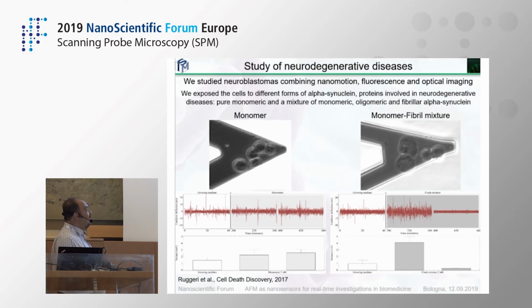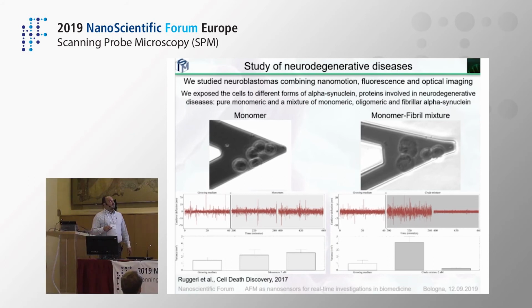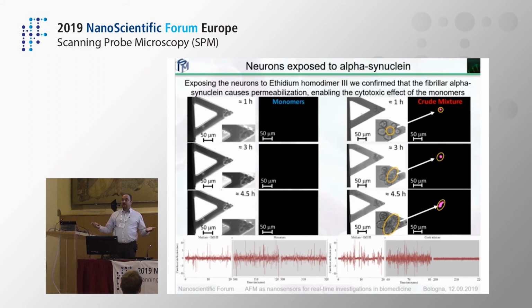In the case of the mixture, it was interesting that at first there was an increase in the movement, which was followed by what we called the popcorn effect on the cantilever. The cells underwent apoptosis, and we had a reduction of the movement. To understand what is happening in this case, we performed experiments coupling the AFM not only with optical microscopy, but also with fluorescence microscopy.